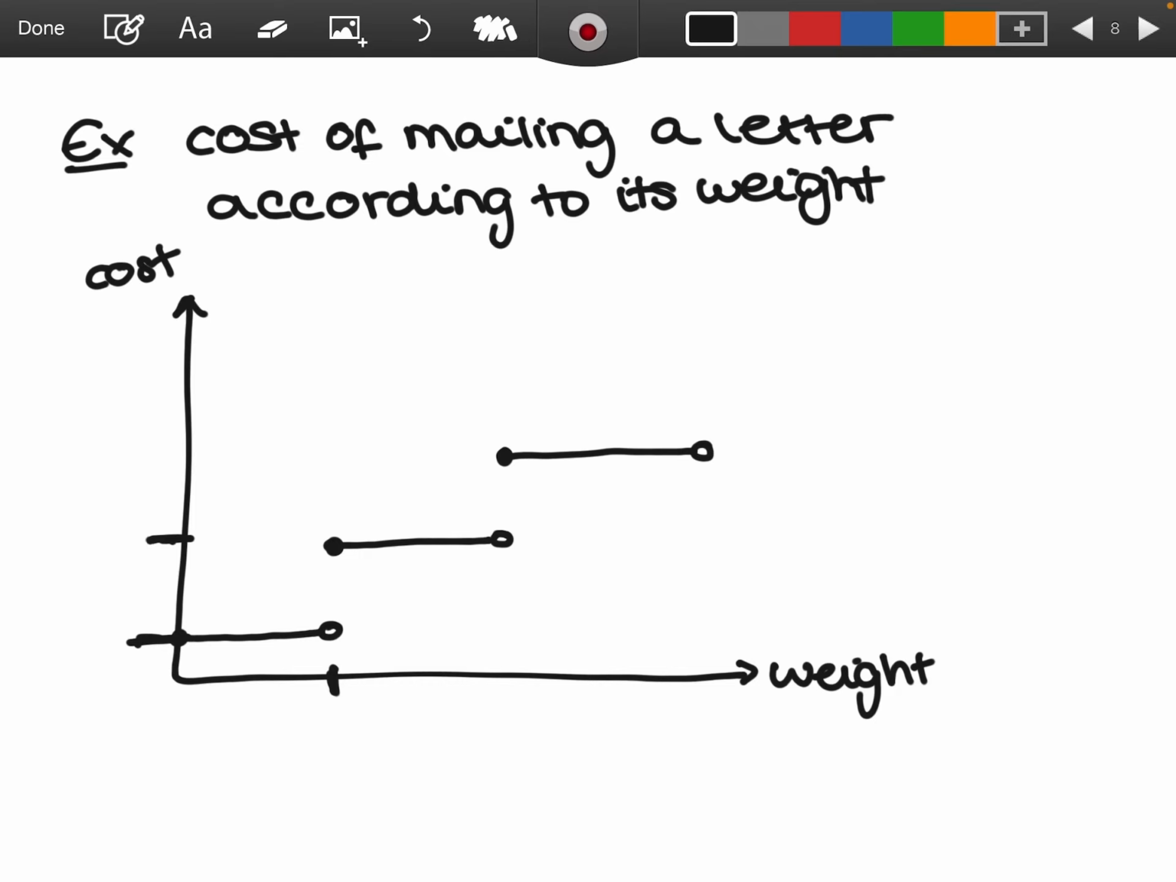I now want to look at the definitions of increasing, decreasing, and constant for a particular graph. When is a function increasing? When is a function decreasing? And when is it constant?